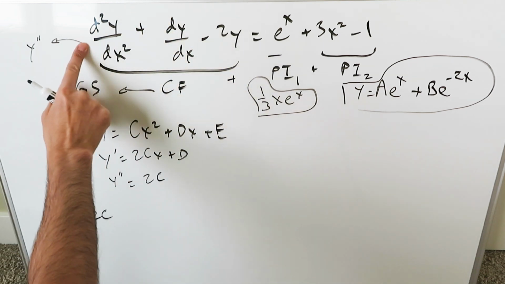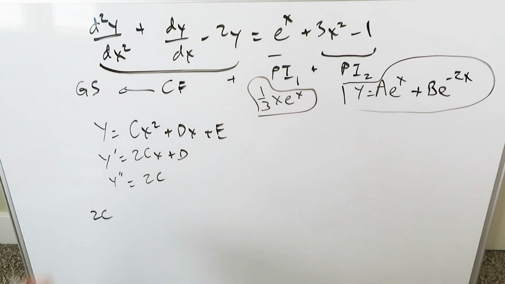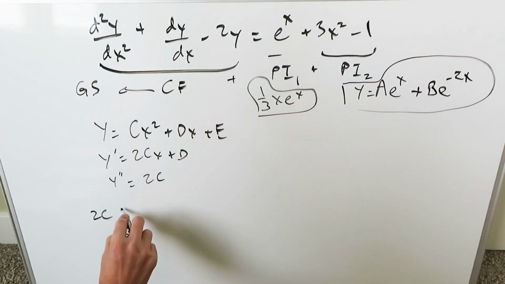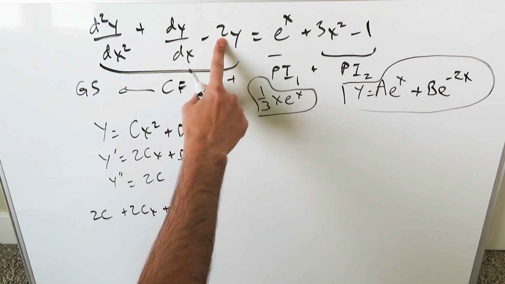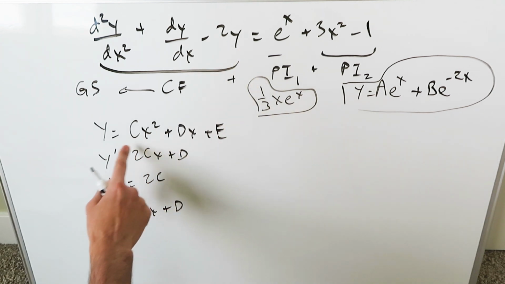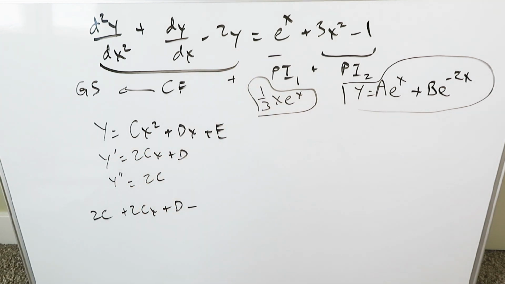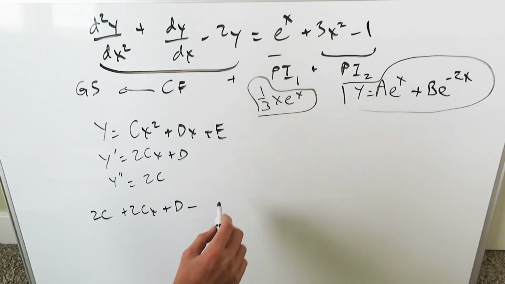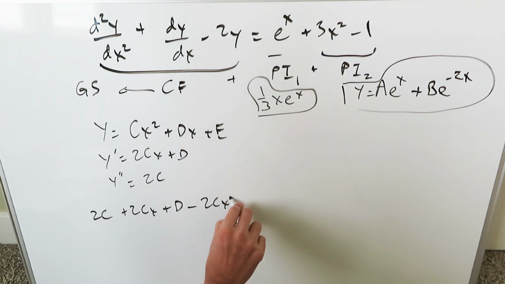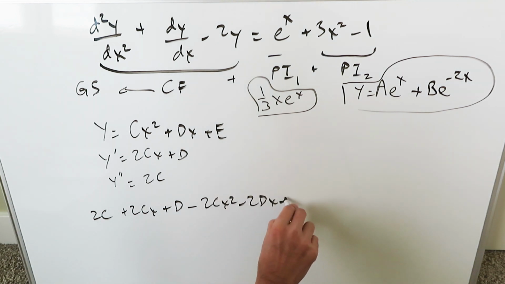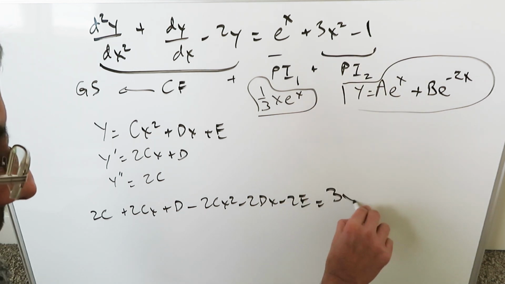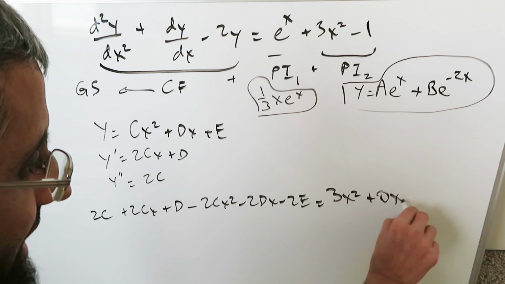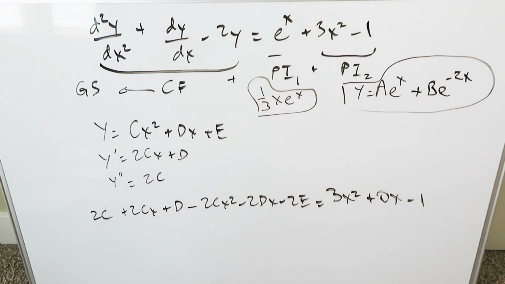Here you're looking at the official terminology as you can see it. I have a 2c coming over here. I have my first order derivative coming here, which is a plus 2cx plus d. Then I have my minus 2y, which is minus 2 times all of this. All of this will give you your system of linear equations. You'll have a minus 2cx squared minus 2dx minus 2e is equal to your quadratic terms. And let's bring them in: 3x squared plus 0x minus 1. I have now all the terms accounted for.